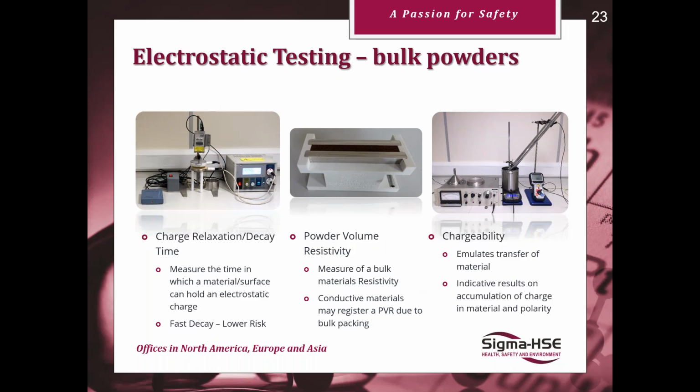Materials that we might expect to be conductive as a solid bulk material, graphite for example, when it's in a powdered form and it's allowed to pack naturally, may still register a higher resistivity value than would be expected for the material. And that's just due to how the powder actually packs within the cell and the air spaces between individual particles.